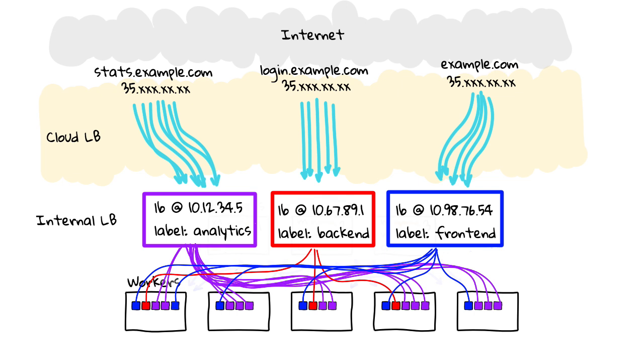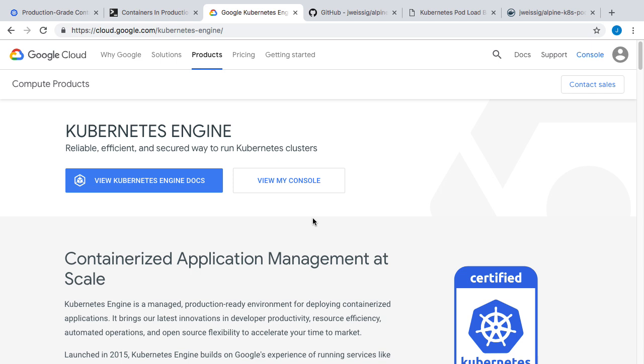Cool. So that's it for the diagrams. Hopefully you found that useful. So let's move on to the demo section where we put this into practice. For the demo today, we're going to configure a test cluster using Google Cloud's Kubernetes engine. It's a pretty easy tool that allows you to spin up a Kubernetes cluster in just a few minutes.